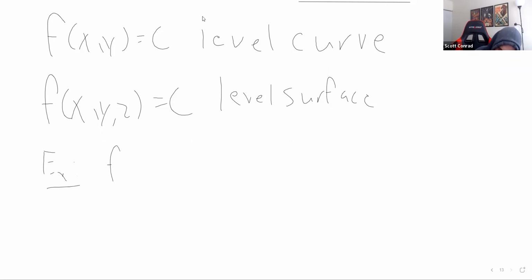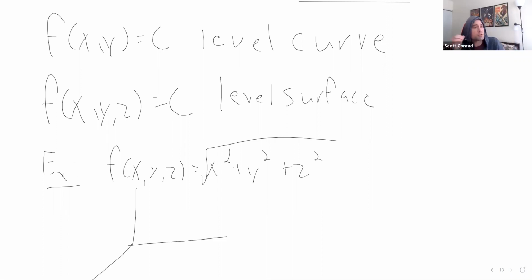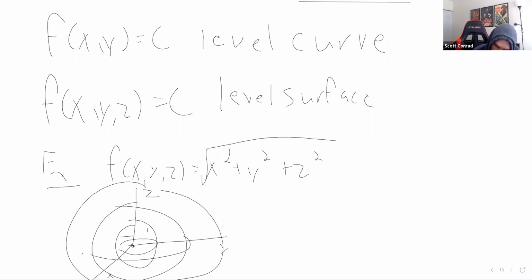So for example, if we had a function f of x, y, z equals x squared plus y squared plus z squared, say square root of that. If we look at the level surfaces, right, square root x squared plus y squared plus z squared equals a constant, that's going to be the sphere centered at the origin of radius, whatever that constant is. So zero is going to be a point at the origin. One is going to be the sphere of radius one. Two is going to be the sphere of radius two. Three is going to be the sphere of radius three centered at the origin, and so on and so forth.